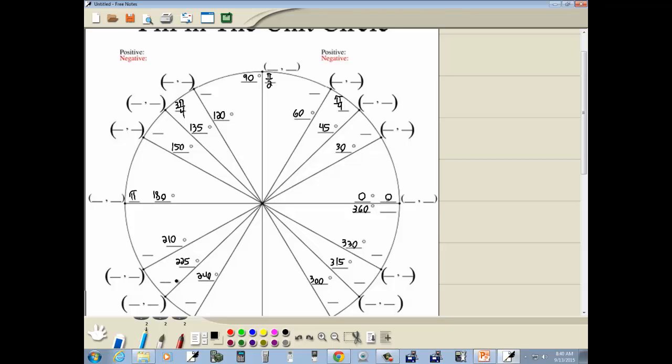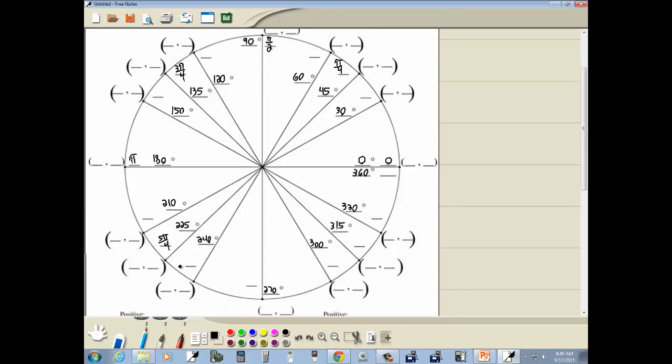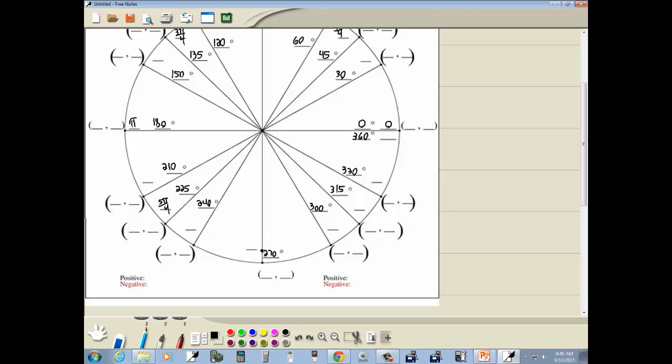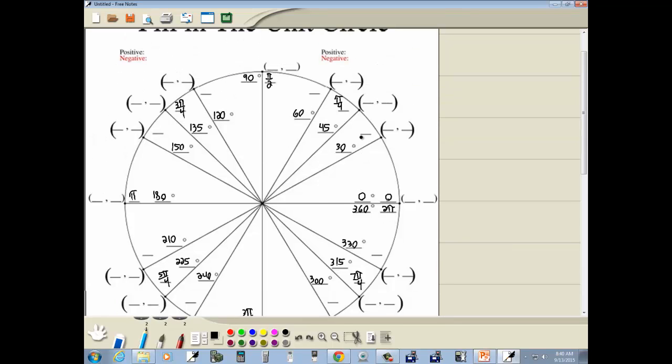And then down to here, this will be 5 pi over 4. This will be 6 pi over 4, which reduces to 3 pi over 2. And then this will be 7 pi over 4. And this will be 8 pi over 4, which is the same as 2 pi. Okay, now back to excluding the quarter marks.